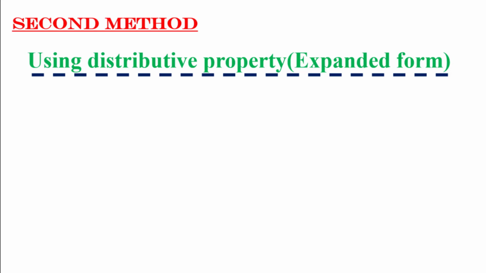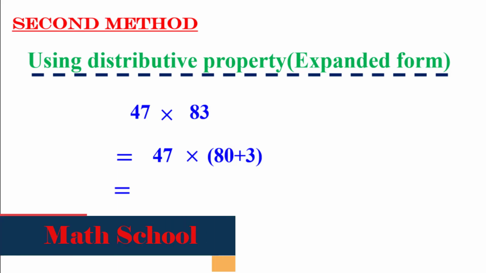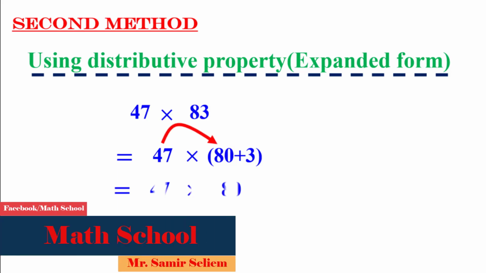Second method. The second method is using distributive property, which is expanded form, as we studied before in multiplying by one-digit number. For example, 47 times 83, the same example. We will write 47 as it is, times. What is the expanded form of 83? Ask yourself. Yes, it's easy. We can write 83 as 80 plus 3. Now we will distribute 47: 47 times 80 plus 47 times 3.